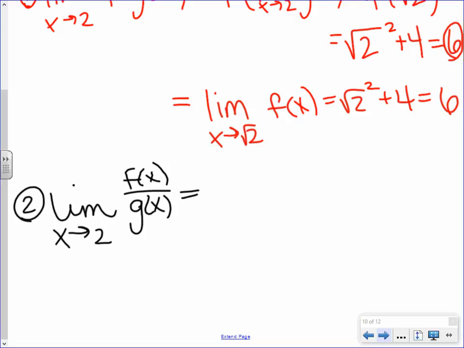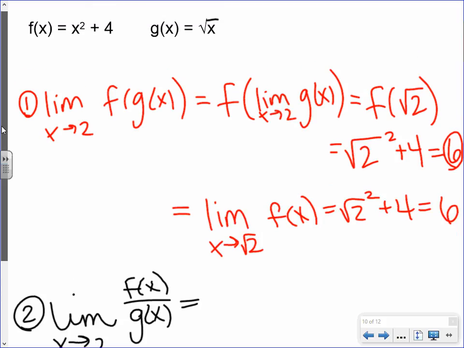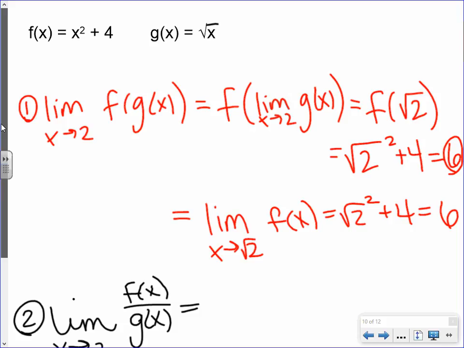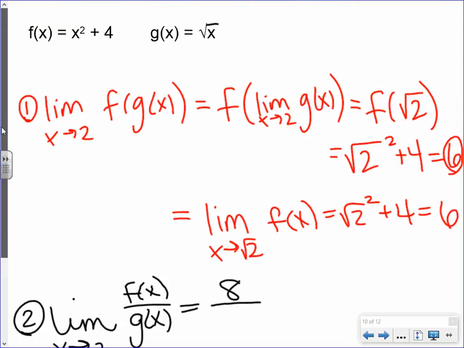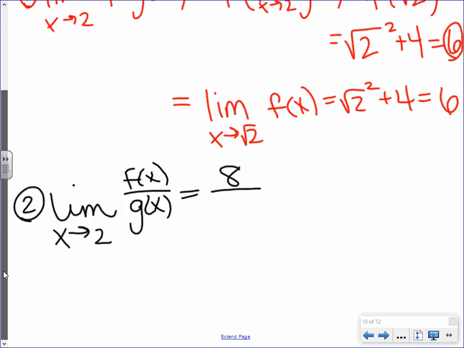So let's do direct substitution for the numerator and then direct substitution for the denominator. So what's the limit as x approaches 2 of f? 8. Divided by, what's the limit as x approaches 2 of g of x? Radical 2. You can leave your answer like that.